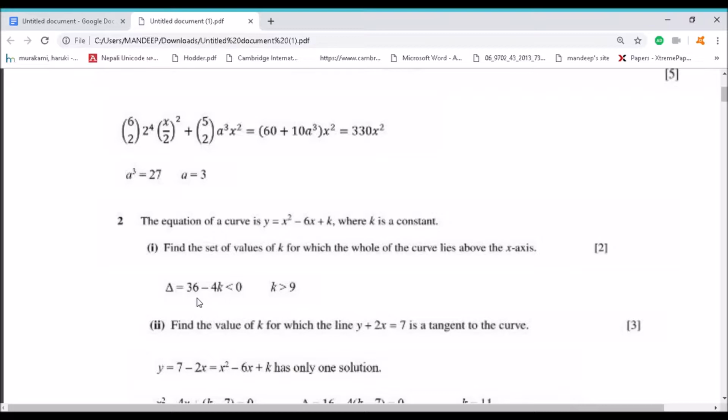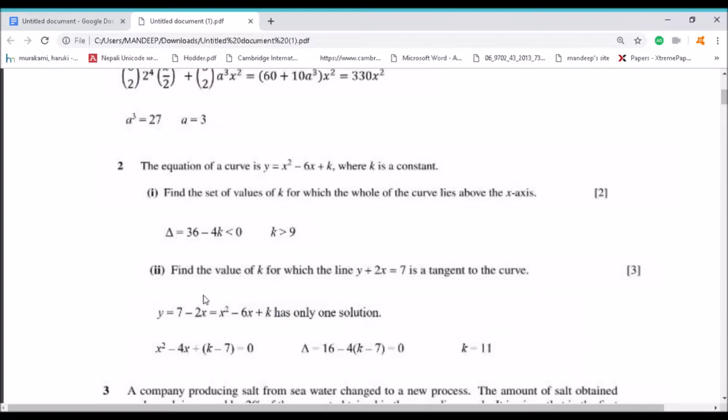So b squared minus 4ac, that's the discriminant. So the discriminant should be less than 0. So b squared, 36 minus 4k, should be less than 0. So k will be greater than 9, because this goes to the right hand side, and 36 divided by 4 is 9. So k is greater than 9.